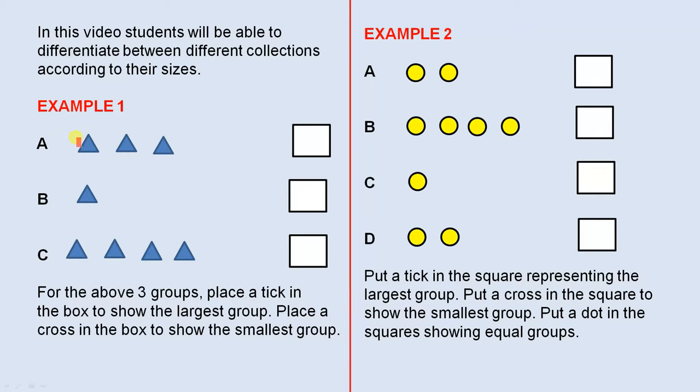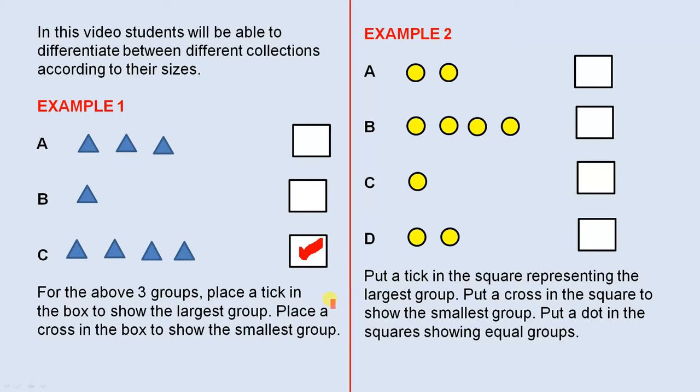Example 1. Group A has 3 triangles. Group B has 1 triangle. Group C has 4 triangles. For the above 3 groups, place a tick in the box to show the largest group. So students would look at each group, they would count the objects in each group, and they would place a tick here because that is the largest group.